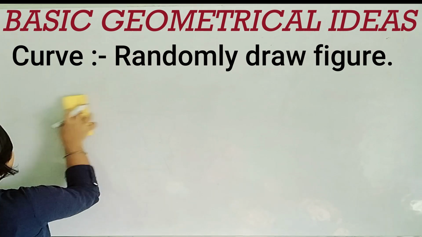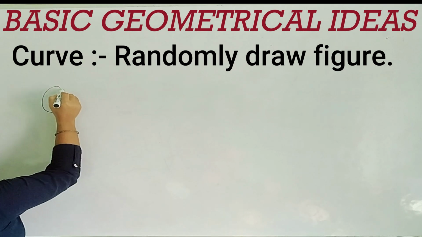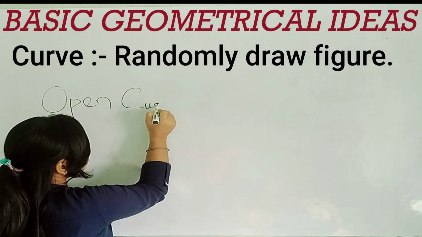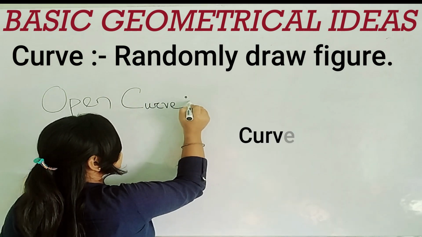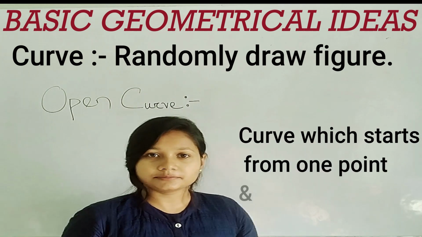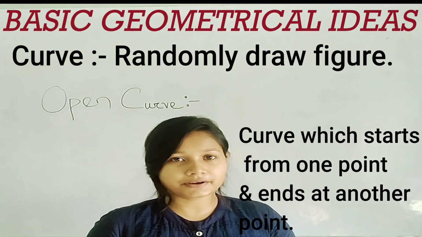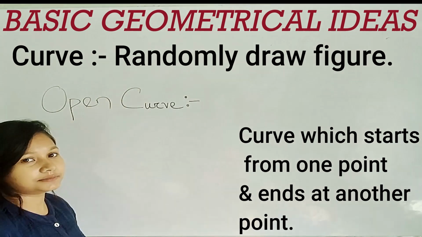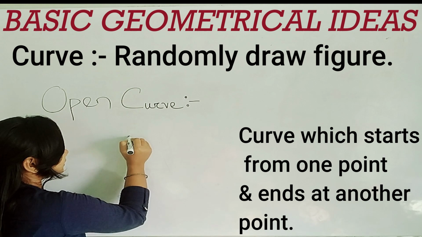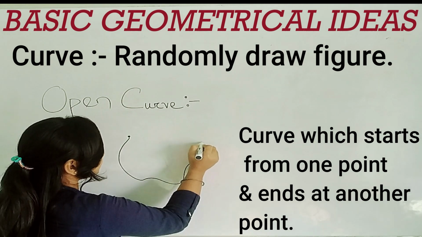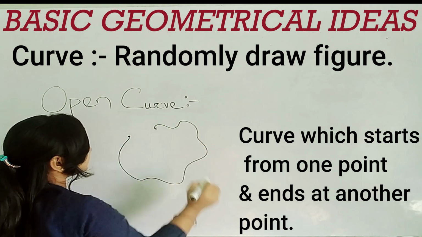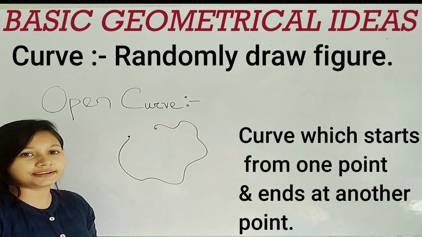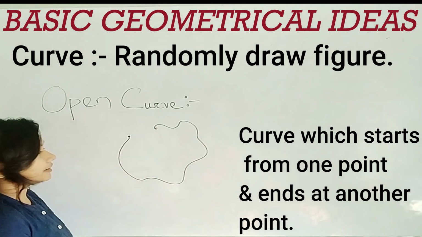Then we will go for open curve. What is an open curve? The curve which starts from one point and ends at another point is known as an open curve. For example, if we draw a curve like this, which starts from one point and ends at another point, it is known as an open curve.